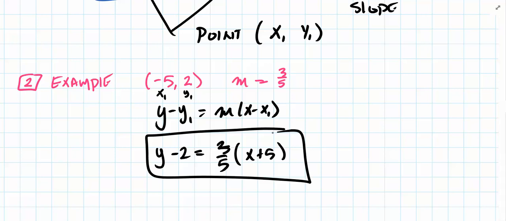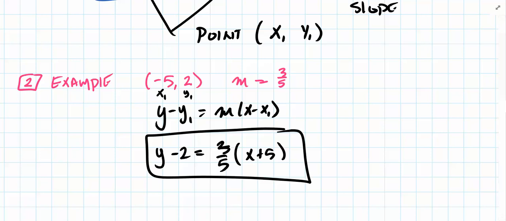Now, if you wanted to, you could distribute that 3/5, and you could move everything to one side and solve for y, and that would give you what form if you kept going? That would give you slope-intercept. Very good, right? But I want to highlight this one for a moment and just say, well, that is enough to suffice for an equation of a line.